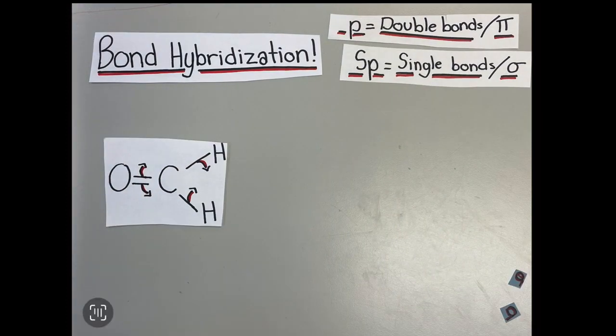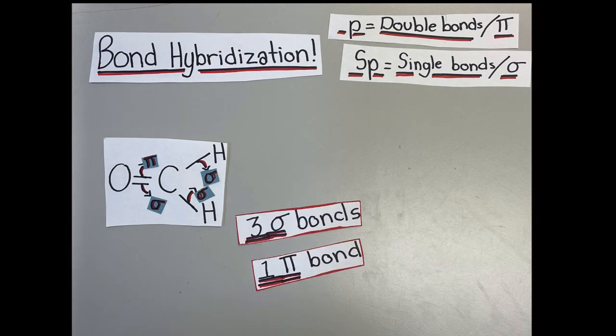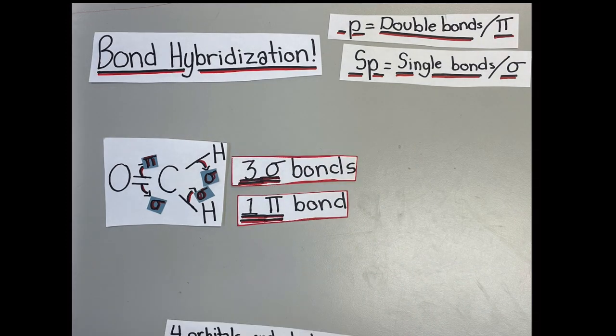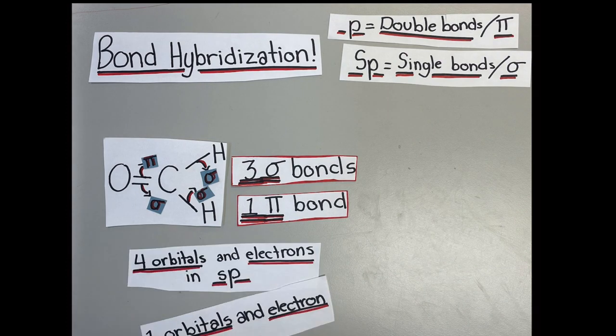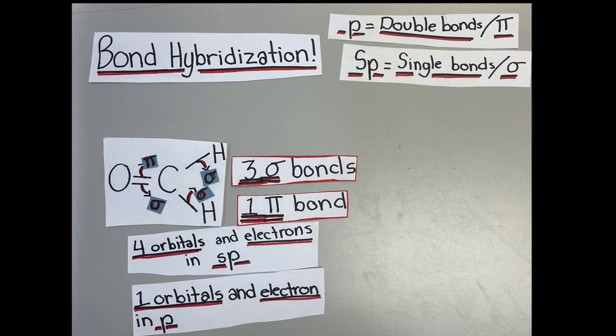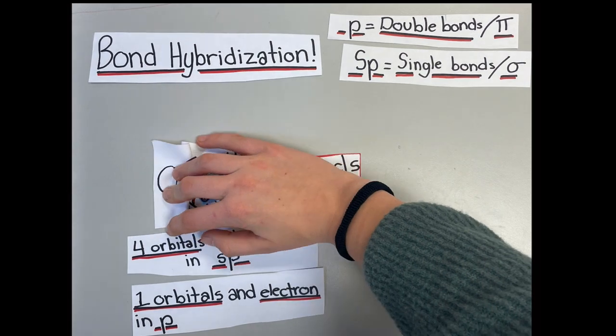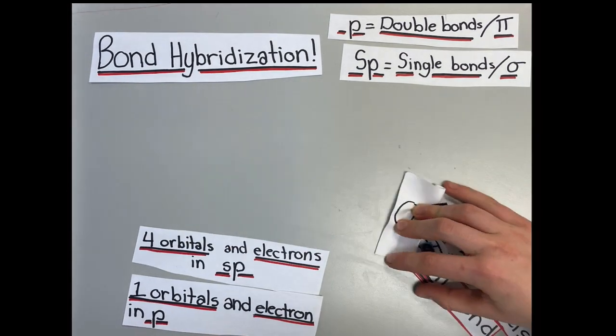All right, let's move on to the next example. So once again, let's name all of the different bonds. So now we have 1 pi and the rest are all sigma. So this means there are going to be 3 orbitals and electrons in sp and 1 orbital and electron in p. Sorry, that thing is wrong.